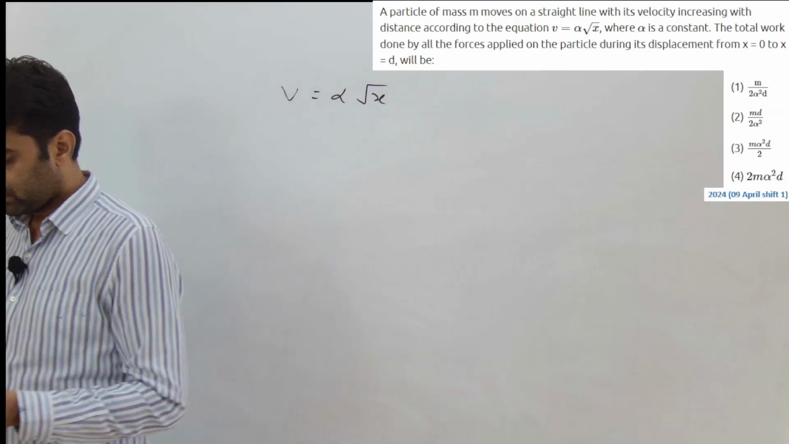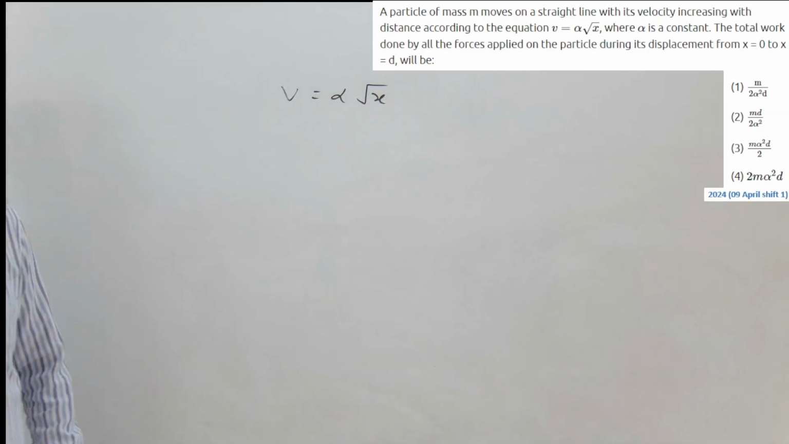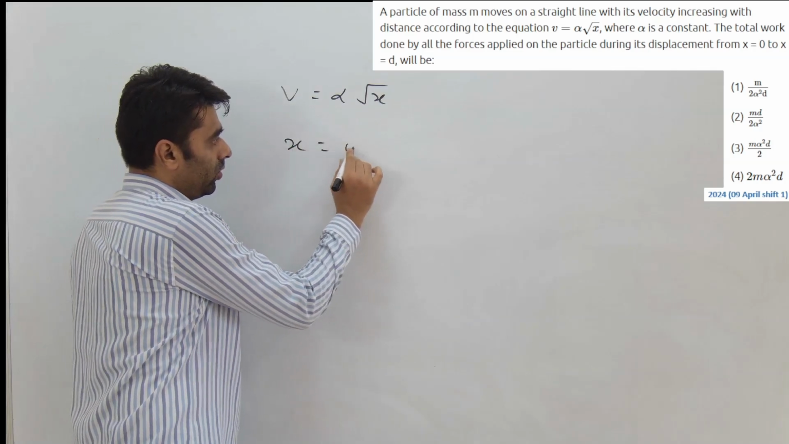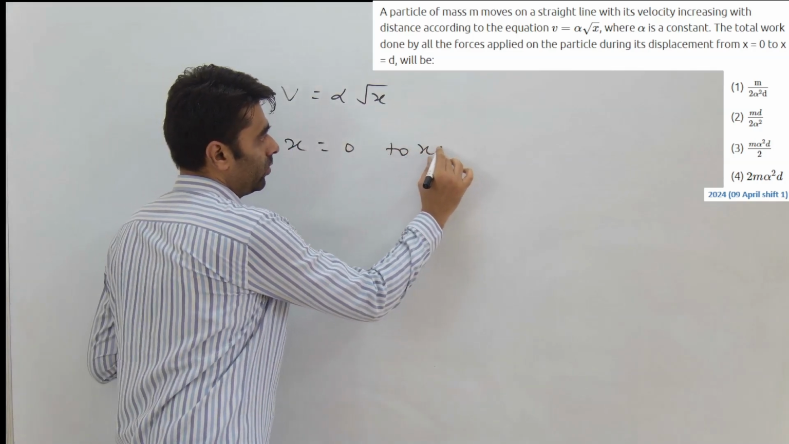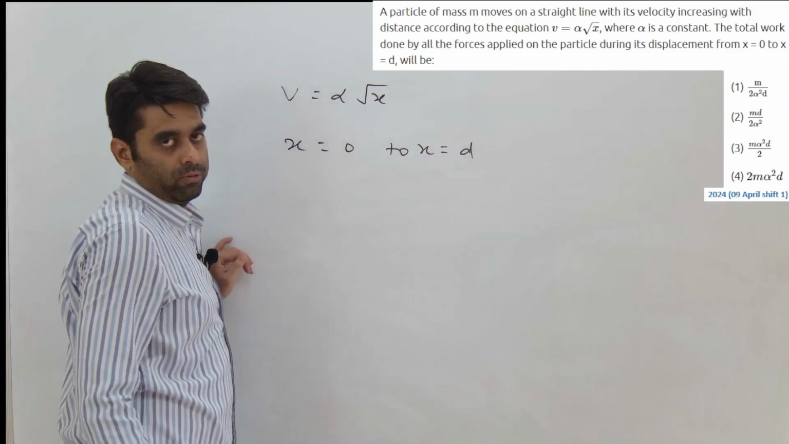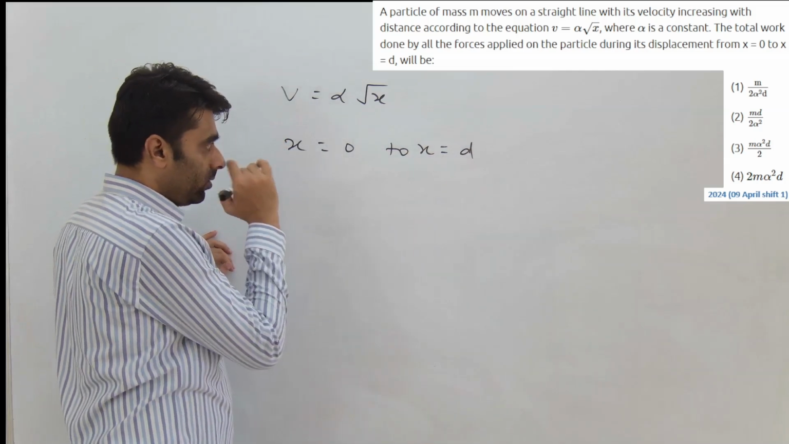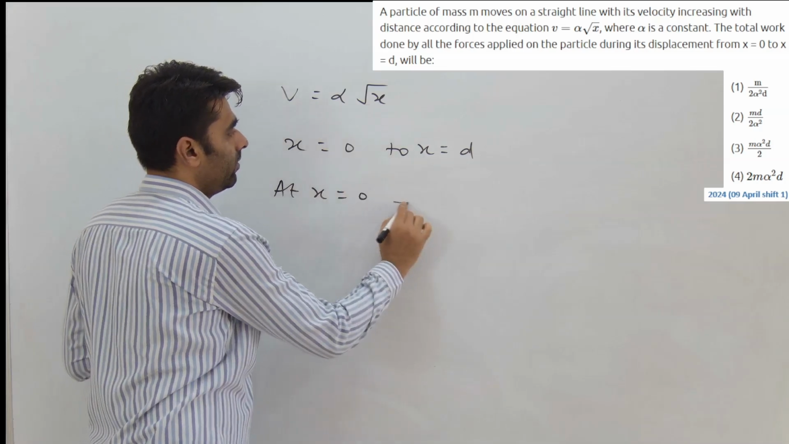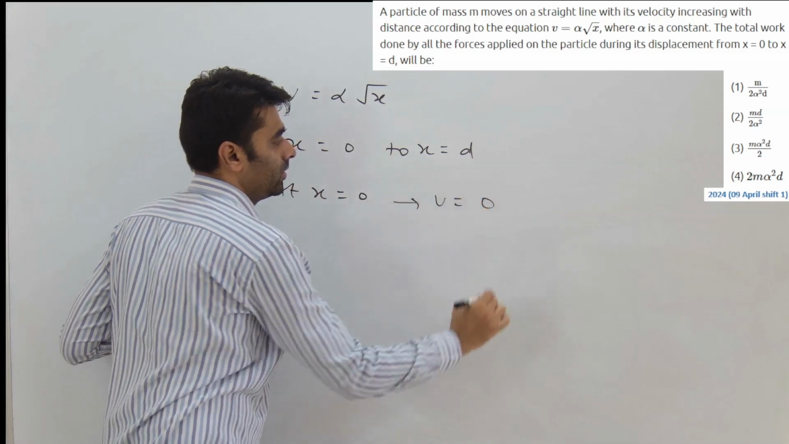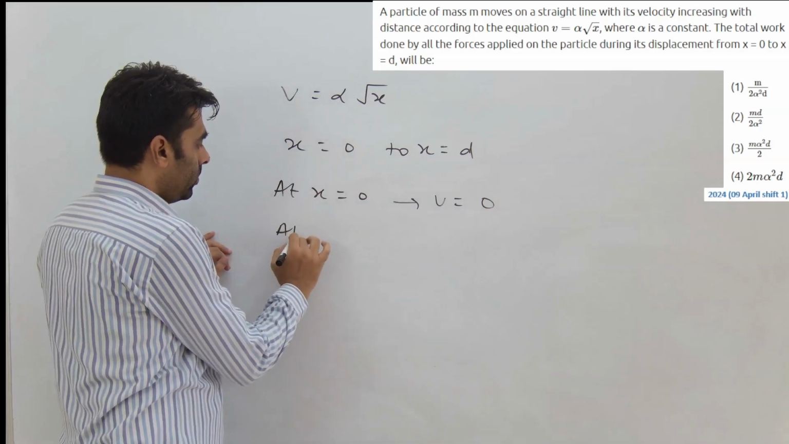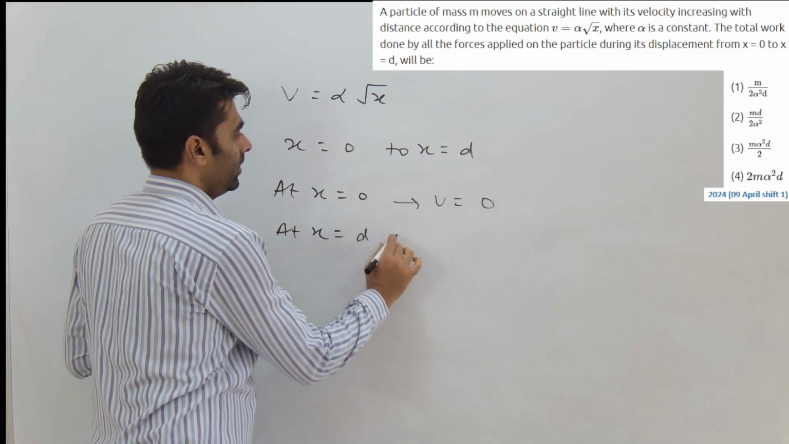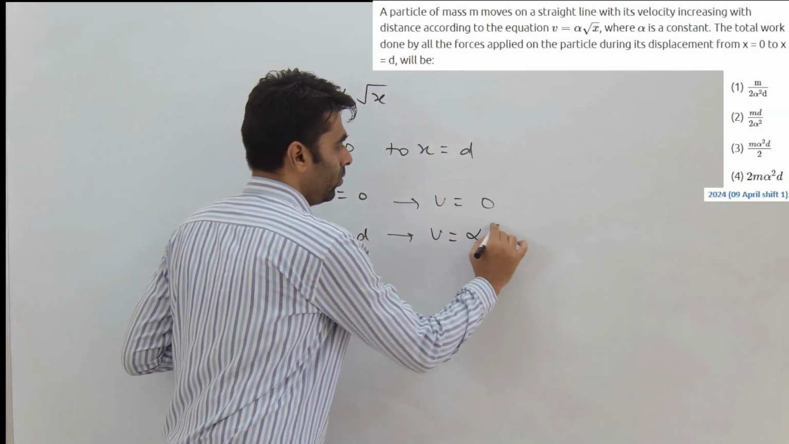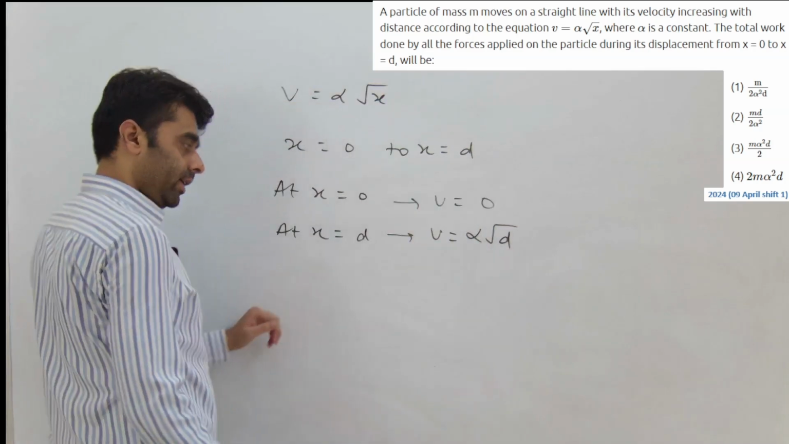Fine. Now let us see what we can do over here. x equals 0 to x equals d, work done by all forces. At x equals 0, if we check the velocity, velocity will be 0. At x equals d, the velocity will come out to be alpha root d, right?